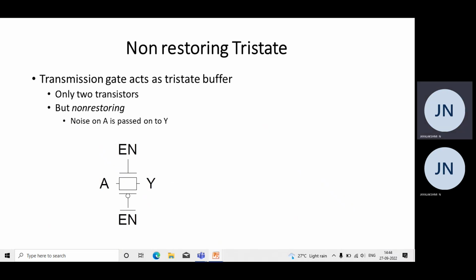So next we're going to discuss the non-restoring tri-state. Here you can see we have input A and output Y, along with enable as well as enable bar. This transmission gate acts as a tri-state buffer, and it only requires 2 transistors, but it is a non-restoring circuit. So when it is a non-restoring circuit, if the input is noisy, the same noisy input will be passed to the output.